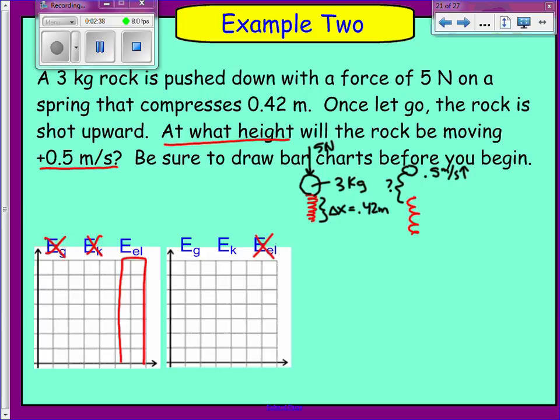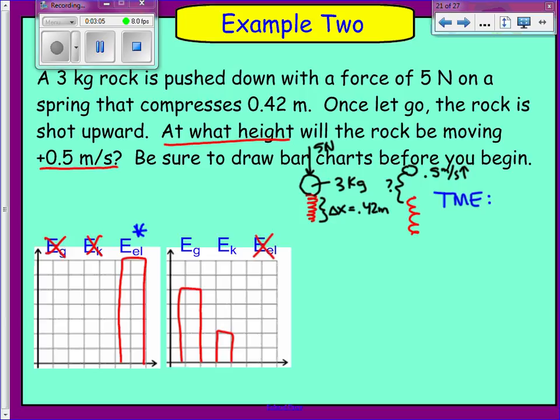Now, without doing any calculating, I don't know which one's higher, but let's go ahead and just make a guess for now. Let's say most of it's EG, and then only a little bit is EK. Well, we at least want to get some bar charts in there so we have an idea, and we want to make sure that they equal the E elastic. All right, just like the last problem, I want to first figure out, if I can, what my total mechanical energy is. And I'm going to try to get that from my first bar chart.